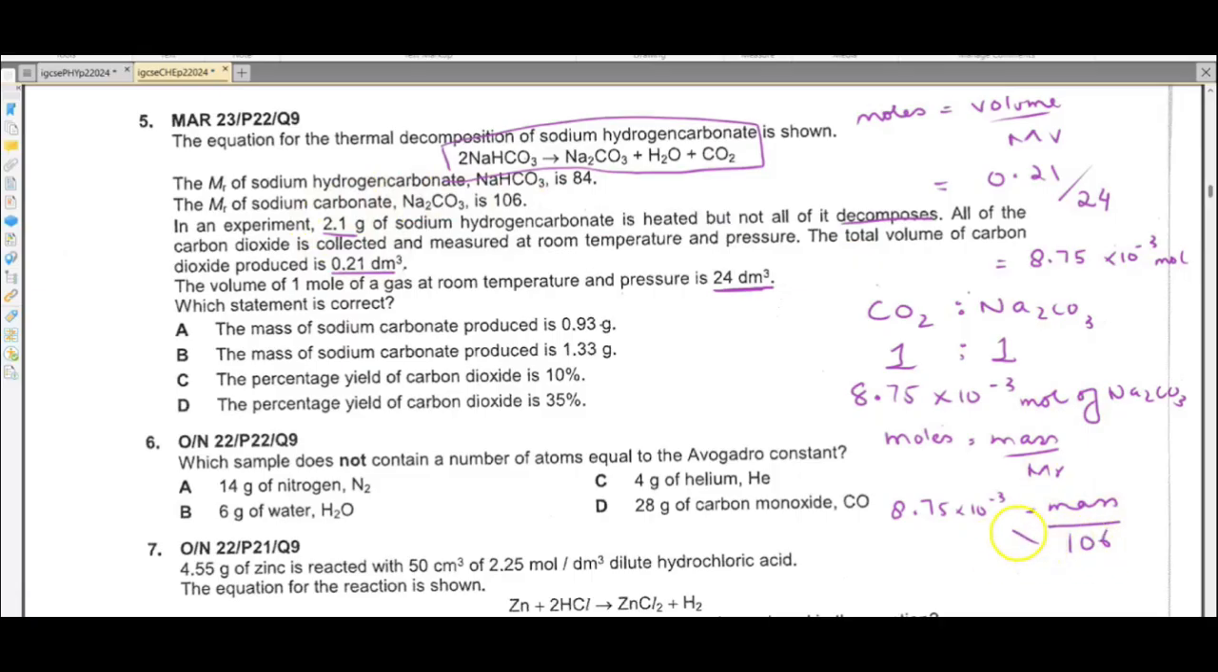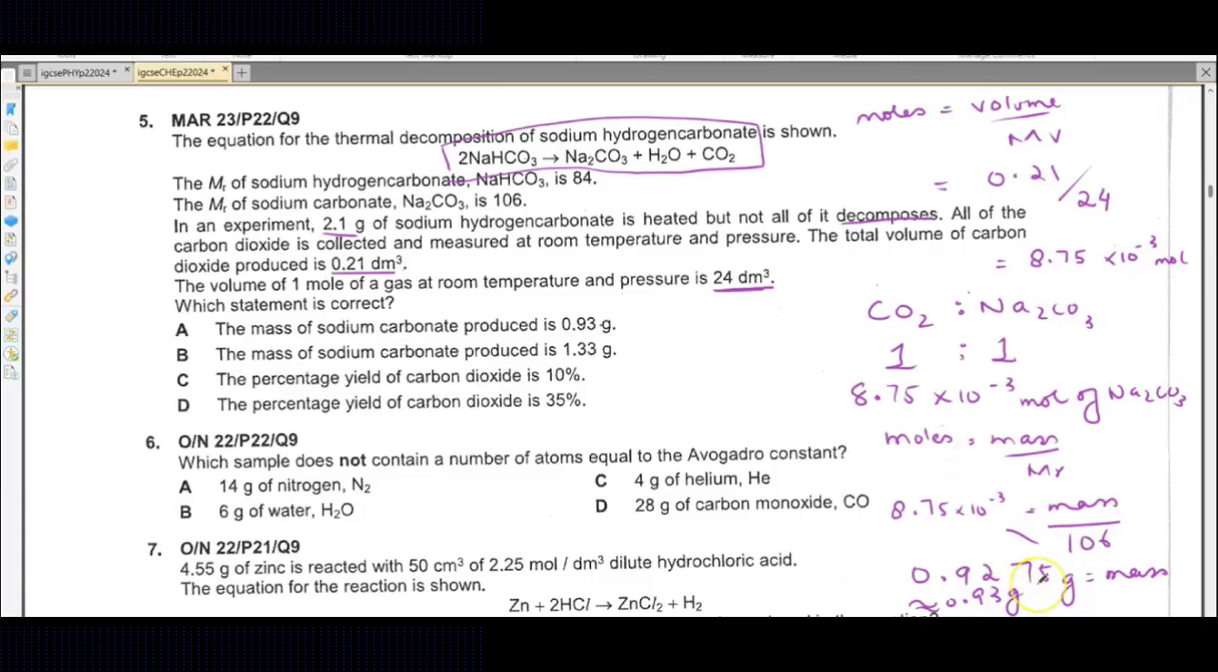So 106 multiplied by 8.75 into 10 raised to the power minus 3 is going to give us a mass of 0.9275 grams. Okay. So this means that our first statement can be correct. If you round it off, this becomes 0.93 grams. Okay, but let's go through the other options as well.